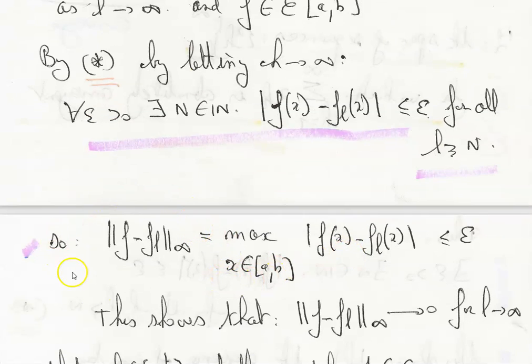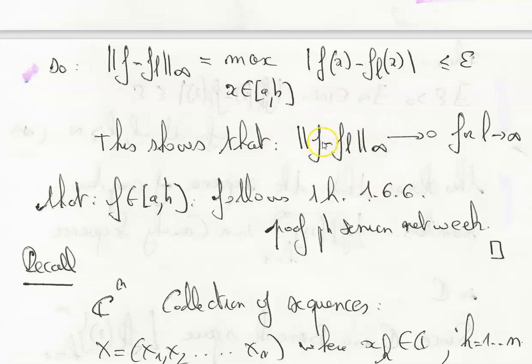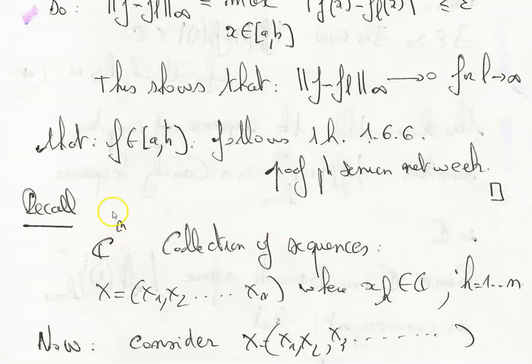So because the infinite norm of f minus f_l is the maximum for x describing the segment AB of the absolute value of the difference between f(x) and f_l(x), it is less than epsilon. This is the definition of the infinite norm of f minus f_l. So this shows that the infinite norm of f minus f_l is going to 0 for l going to infinity, and that f belongs to the continuous functions on the segment AB. That follows the theorem.